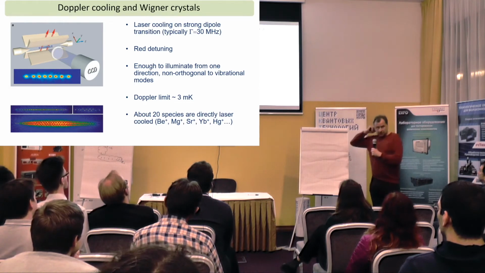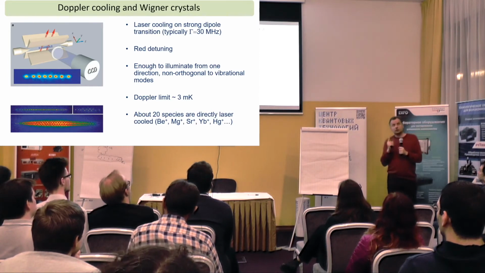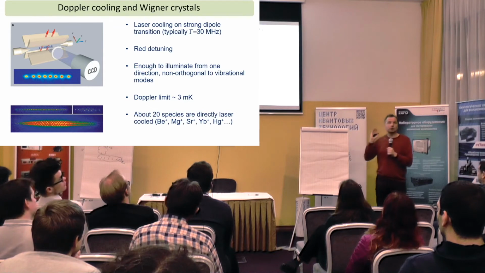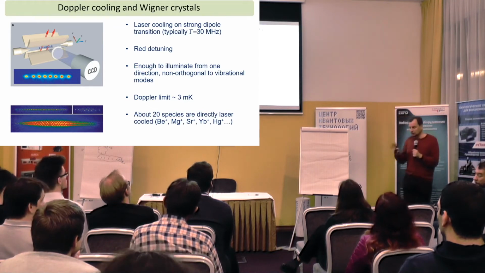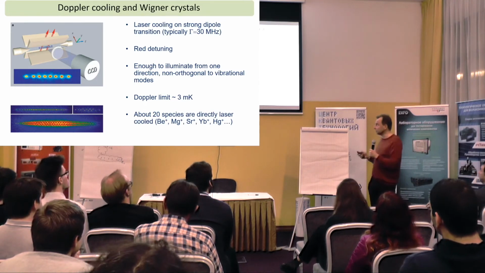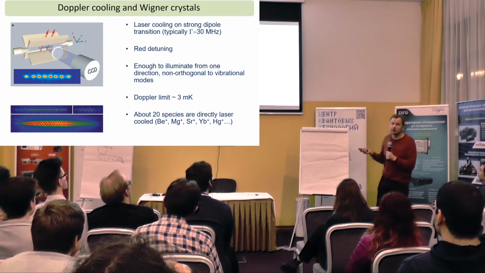Today, about 20 ion species are directly laser cooled. So beryllium, magnesium, strontium, ytterbium, mercury, there are a few of them. Typically it depends on available lasers for the cooling transition. So it's nothing really special, because generally you can trap any ion in a trap you want.